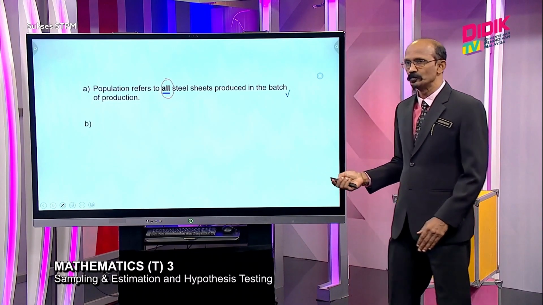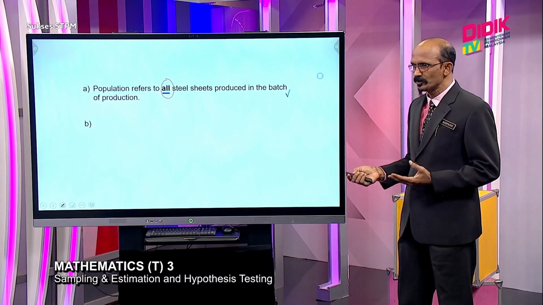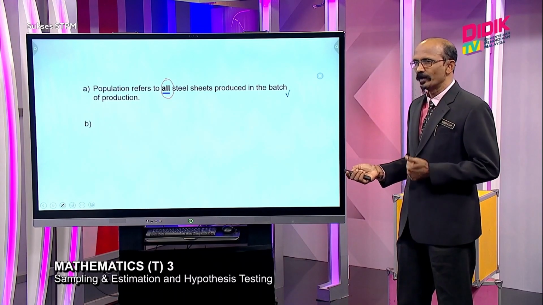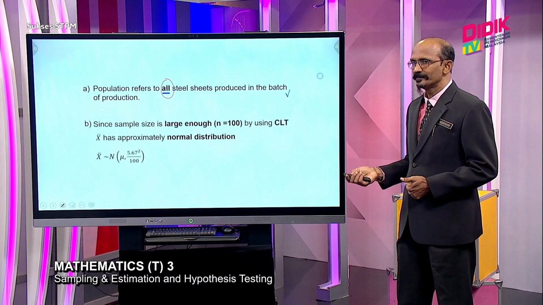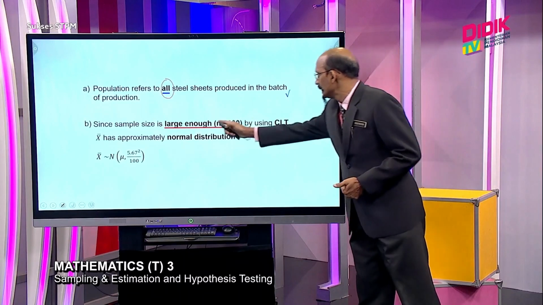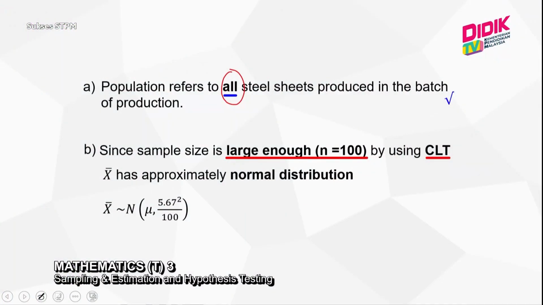Next, they ask you to give the distribution. In order to get the distribution, you must do 3 things. First, you have to state the conditions. The sample size is large enough; here the sample size is 100, by using CLT, which stands for central limit theorem. So this is your condition. Then we determine the distribution. The distribution here is normal, so X bar is normally distributed. Then we have to state the parameters. So what are the parameters? These are the parameters.